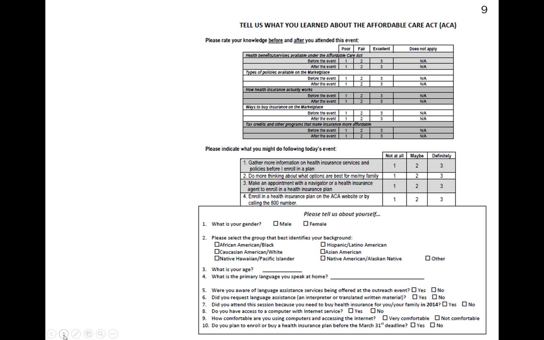So what you see here on the screen is the assessment form we came up with, that one-page form that addressed all the measurement domains. For knowledge gain, here at the top, we assess changes from before to after the outreach encounter in 5 key content areas: health benefits under the ACA, types of policies available in the marketplace, how health insurance works, ways to buy insurance in the marketplace, tax credits and other incentives. The approach used to assess knowledge before and after the outreach event followed a retrospective pretest approach.